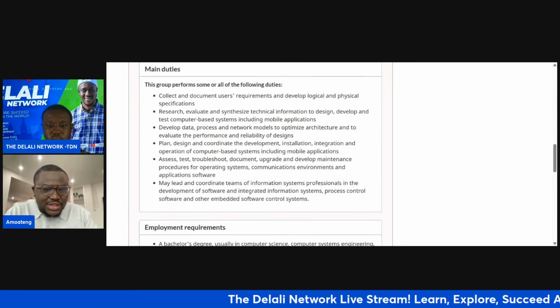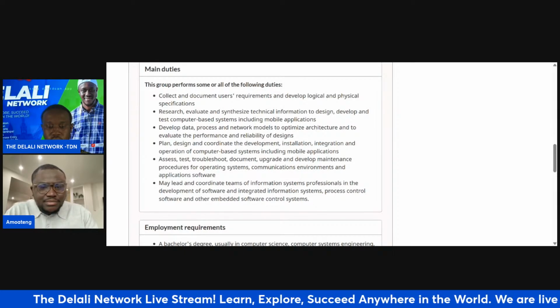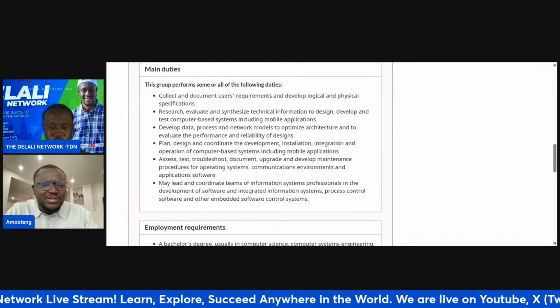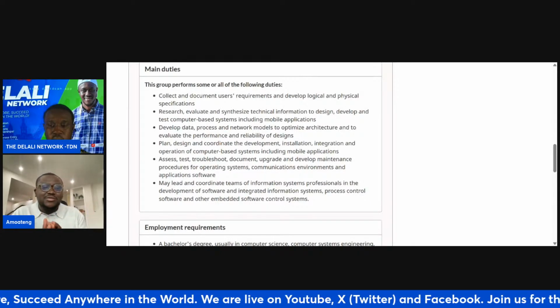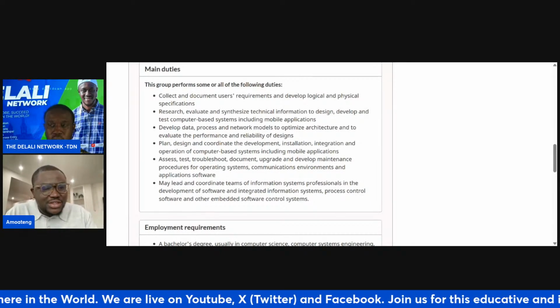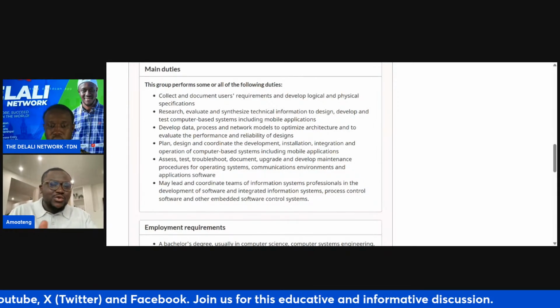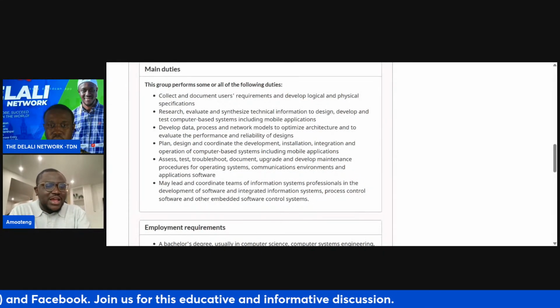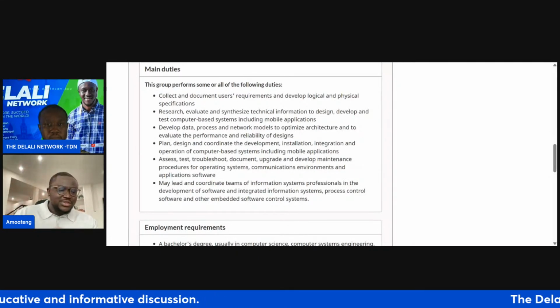So maybe the second one is: research, evaluate, and synthesize technical information to design, develop, and so on. So you have to write something similar there. It doesn't have to be the same thing. Let me correct this: it does not have to be the same thing, but it should match it at least. So this can serve as a template or a guide for you when you are writing your roles and responsibilities for your employer to put on paper for you.